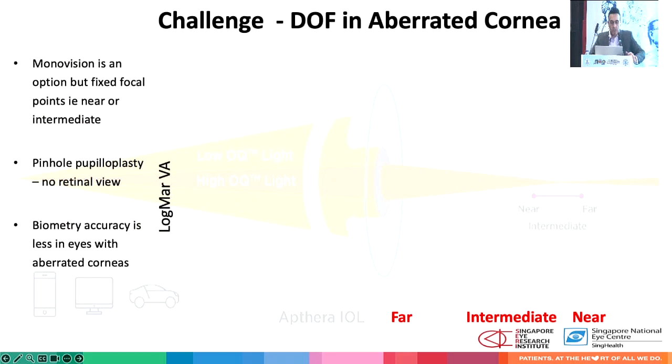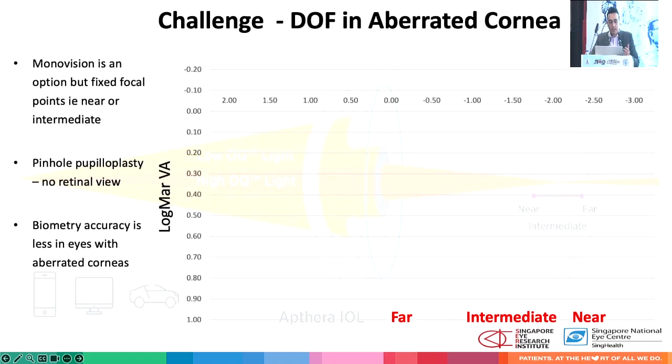Monovision is an option to fix this, but the problem with monovision is that you're going to have a fixed focal length, either at near or intermediate vision. Others have described pinhole pupilloplasty as a technique to reduce aberrations, but when you do that, there's no view of the retina itself. And we have to bear in mind that biometry accuracy is obviously less in eyes with aberrated corneas.